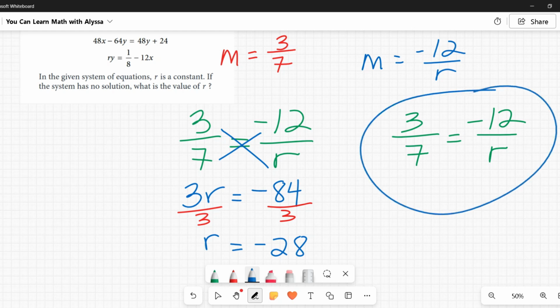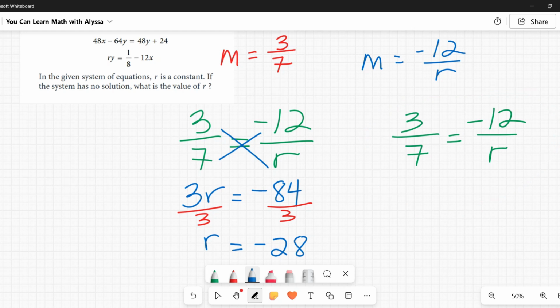Now my second way over here is a shortcut of sorts. It works if you can multiply, say, one of these numbers to get to the other numerator, or if I could multiply a denominator to get to the other denominator. That's not always possible. It could have been something like 3/7 equals 5 over r. There's no way to multiply 3 by an integer to get to 5. 5 is not a multiple of 3.